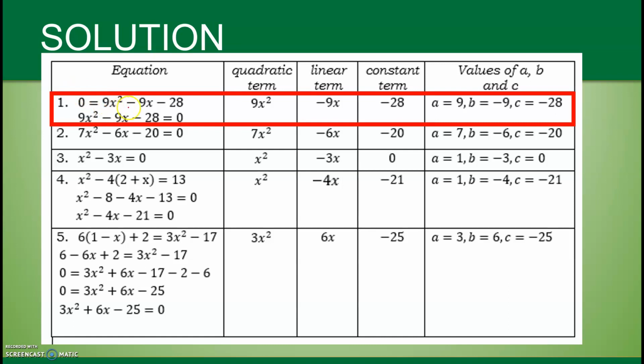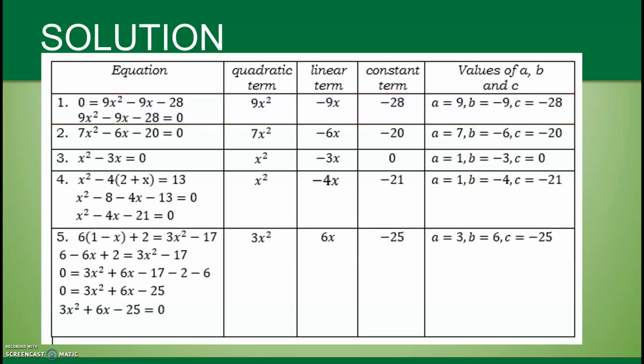So the given is actually 9x plus 28 equal to 9x squared, but since 9x squared is already positive, what we did is we put the other terms to the other side so that the quadratic term remains positive. Alright, and then this is our quadratic term, 9x squared minus 9x minus 28 equal to 0. Quadratic term is 9x squared, linear is negative 9x, and then constant is negative 28. A is equal to 9, b is equal to negative 9, c is equal to negative 28.